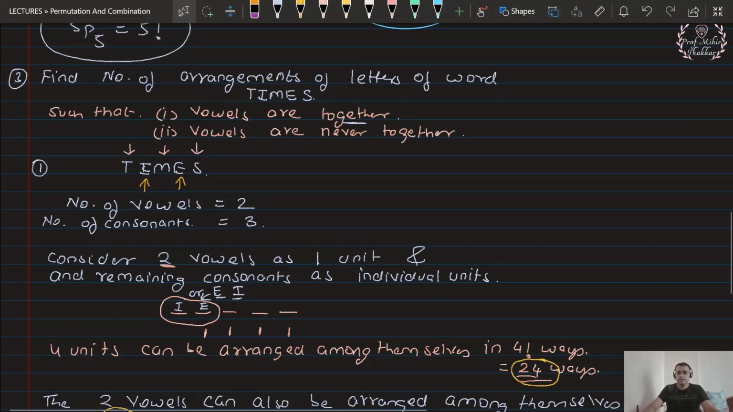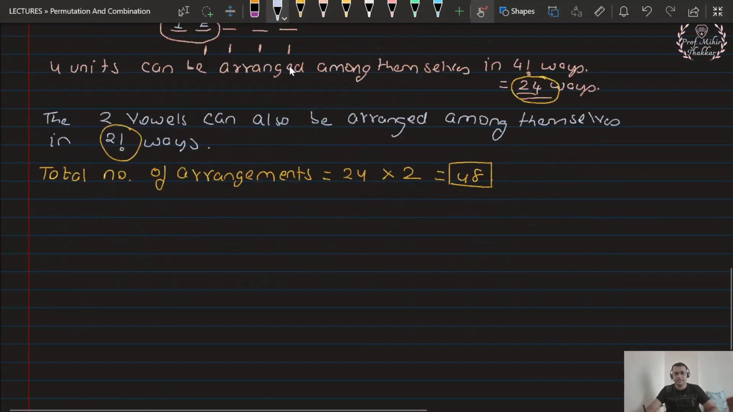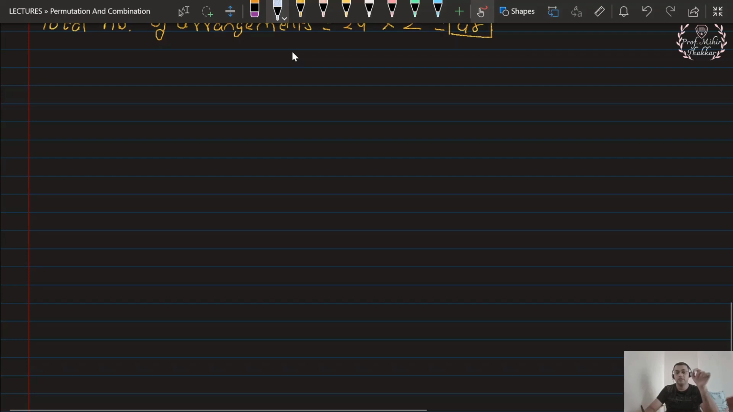The vowels are never together. When we come across this kind of a case, we understand from here that there is a condition on the vowels, and the condition says that the vowels should not be together. So what we do in such a case is first arrange those elements or objects which do not have any condition. And what are the objects over here that do not have any condition? It is the consonants. So let us make 3 places for 3 consonants.